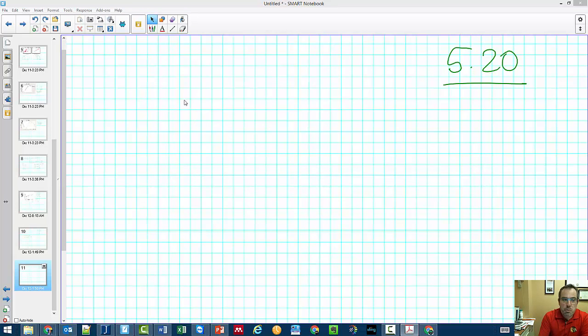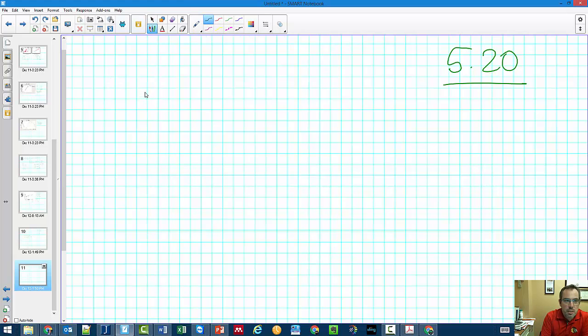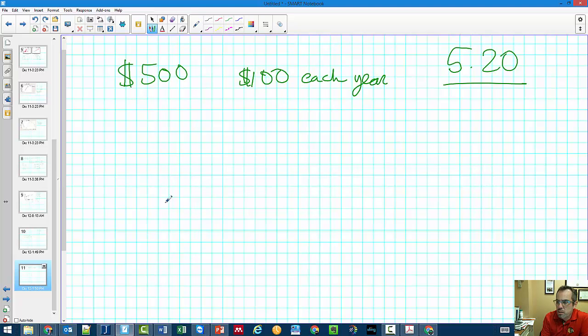All right, so 5.20 says Fred keeps his money in a mattress. He begins with $500 and adds $100 each year. It wants to know about his total savings, Y, after X years. So Y is how much he saved, and X is each year.